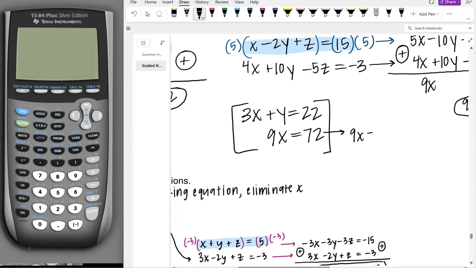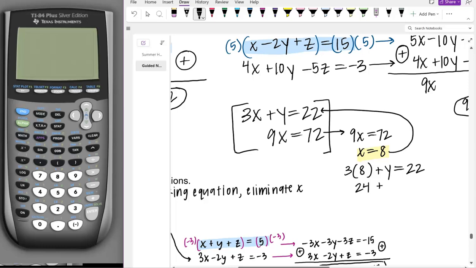So I can go ahead and solve 9x equals 72 by dividing both sides by 9 and getting 8. So I know x equals 8. And then plugging that back into the other equation, I know that 3x plus y equals 22. So 3 times 8 plus y has to be equal to 22. Simplifying, I get 24 plus y equals 22. And subtracting 24 on both sides, I get y equals negative 2.